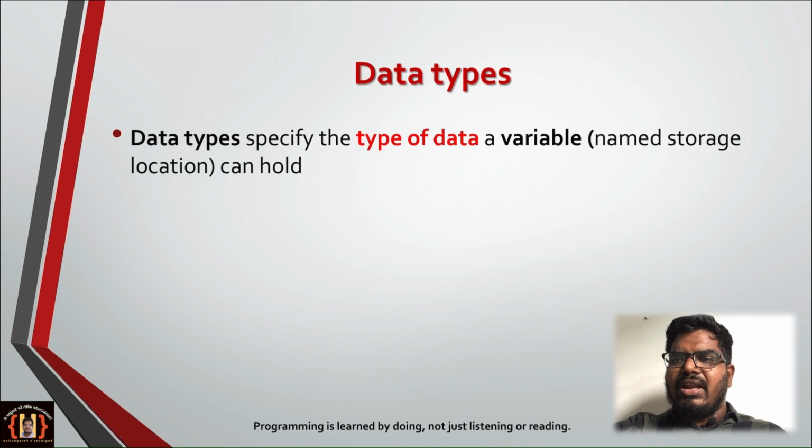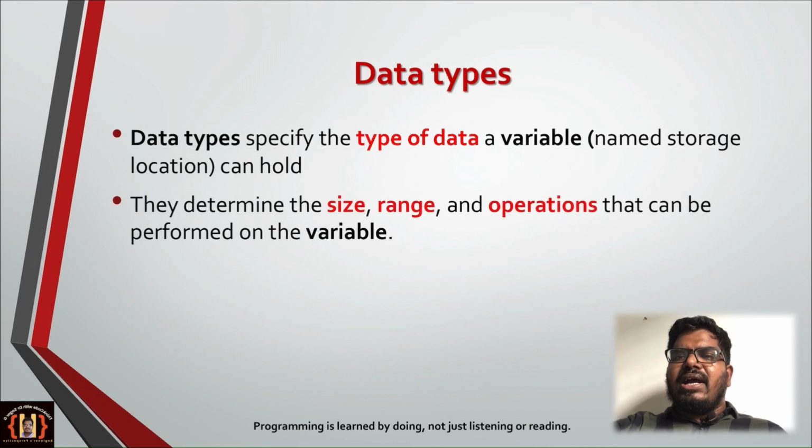We'll see more detail on this. For now, understand that a variable is a named memory location that has some value stored in it. Now, what is a data type? Type of data a variable can hold. There are different types of data that each variable is going to hold. I'll give more detail on it.